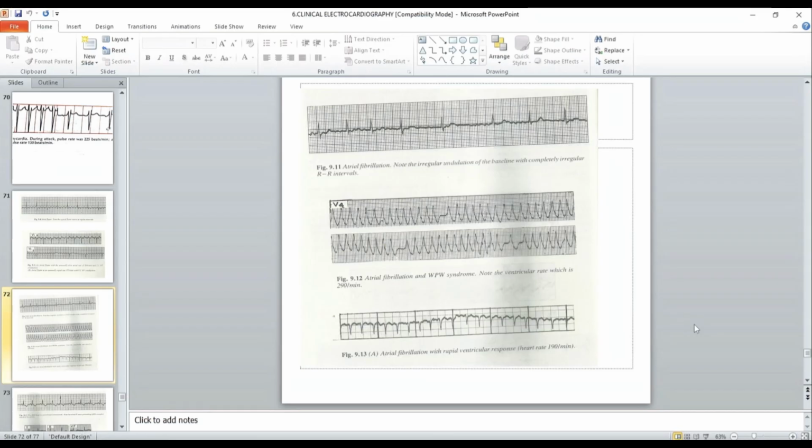Atrial fibrillation is a still more rapid atrial rate, more than 350 per minute, and the F waves or fibrillatory waves are recorded on the baseline just like small undulations with variable blocks. Here, atrial fibrillation with WPW syndrome, because the QRS complex is typical of WPW and the variable RR shows atrial fibrillation. Here, it is atrial fibrillation with rapid ventricular rate.